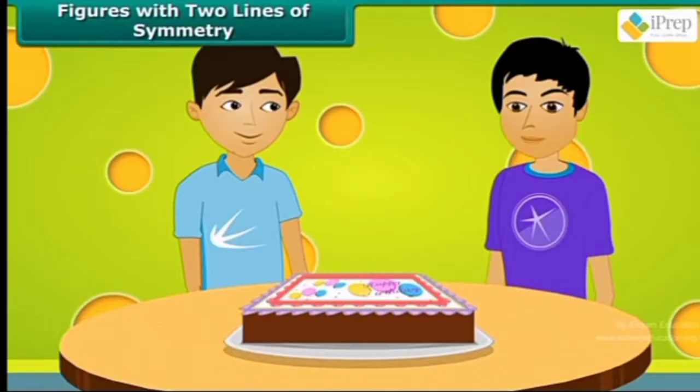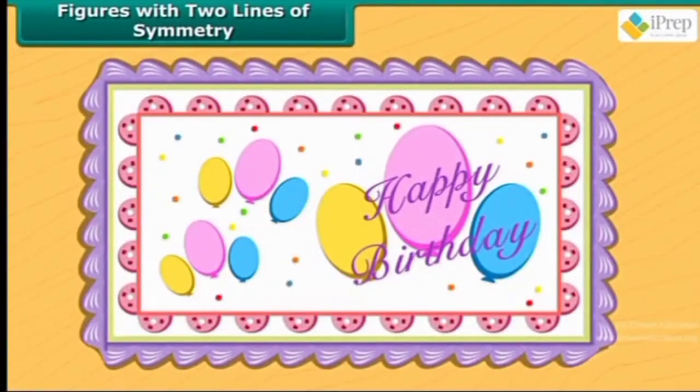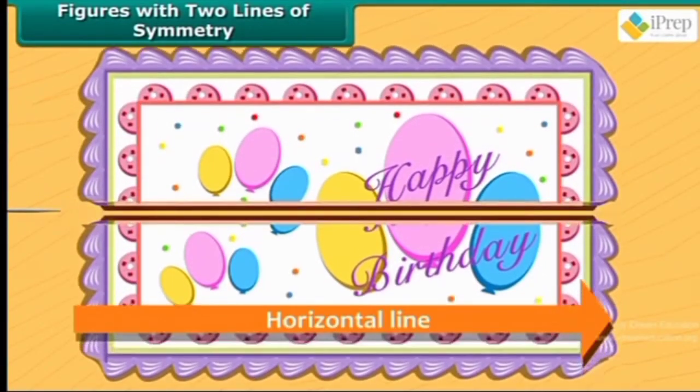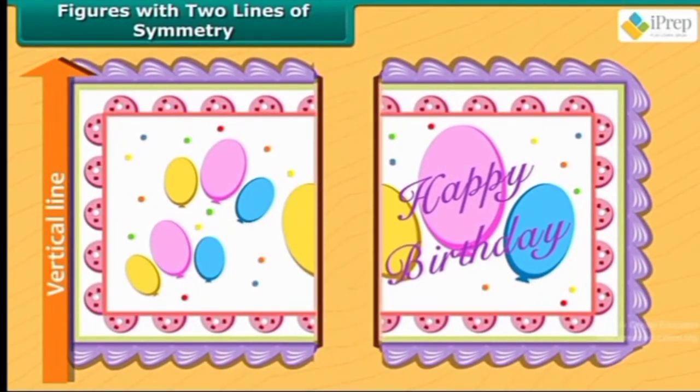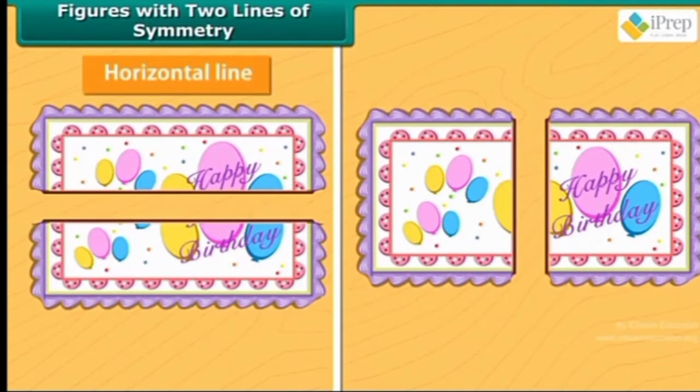Mrinal has one rectangular cake. Each of them wants exact half of it. The cake can be divided in two ways to give equal halves. Do you want to know how? Let us find out. The cake can be divided along the horizontal line so that its two halves match each other. It can also be divided along the vertical line. So the cake has two lines of symmetry along which it can be divided to give two identical halves. Thus we can say that a rectangle has two lines of symmetry.